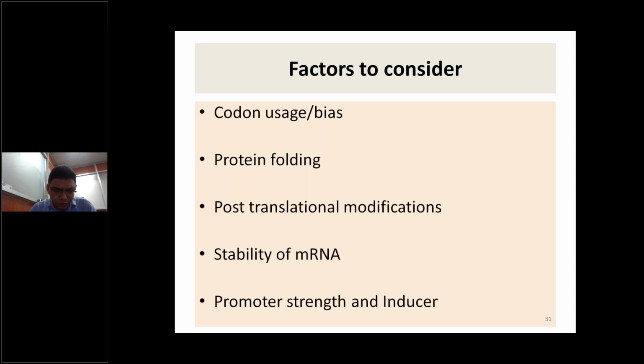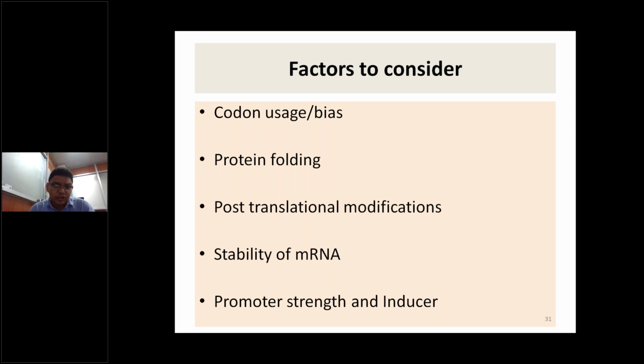So there are many tools, like IDT, Integrated DNA Technologies. They have their OligoAnalyzer tool. They also have a tool to optimize the gene. If you input your gene sequence, it will optimize it based on the host you are interested in expressing your protein. And similarly, you have to consider protein folding.